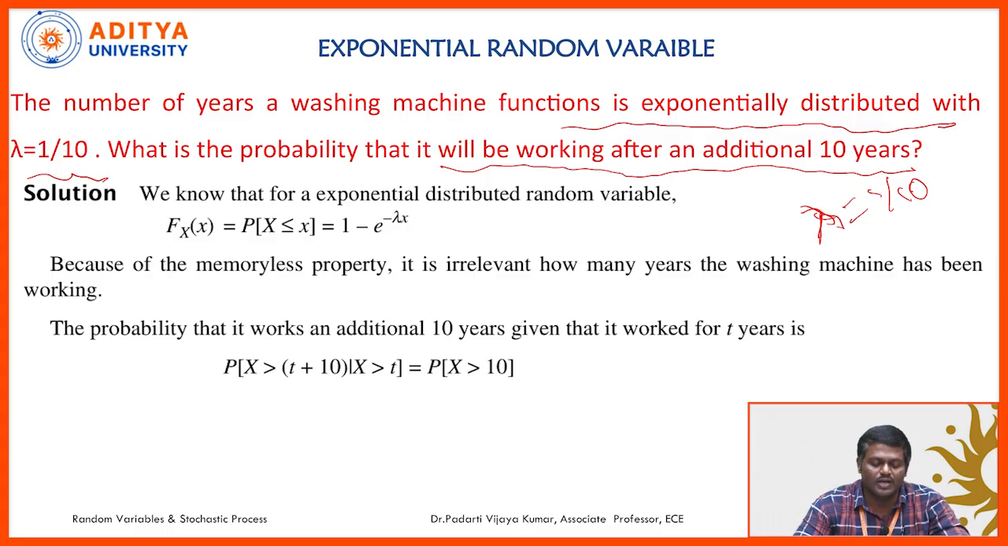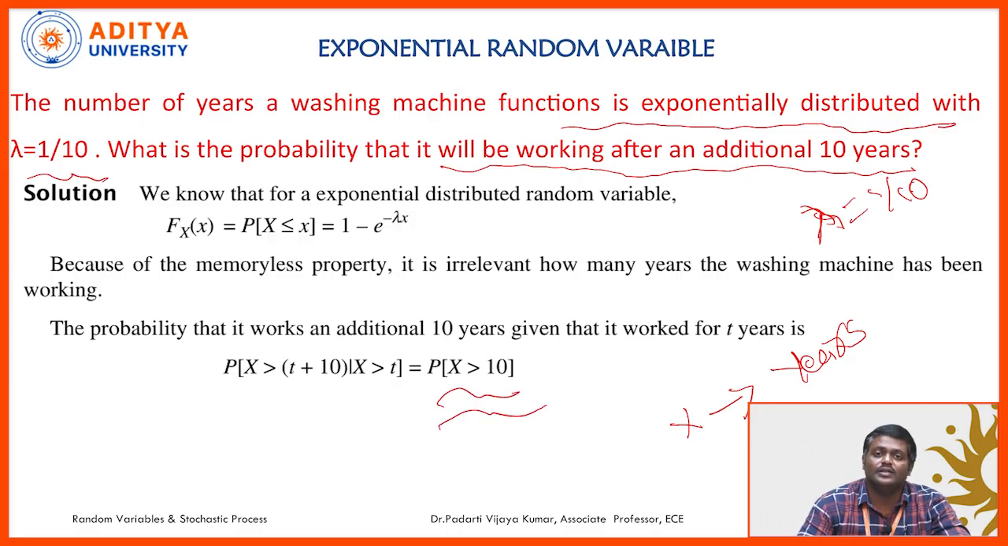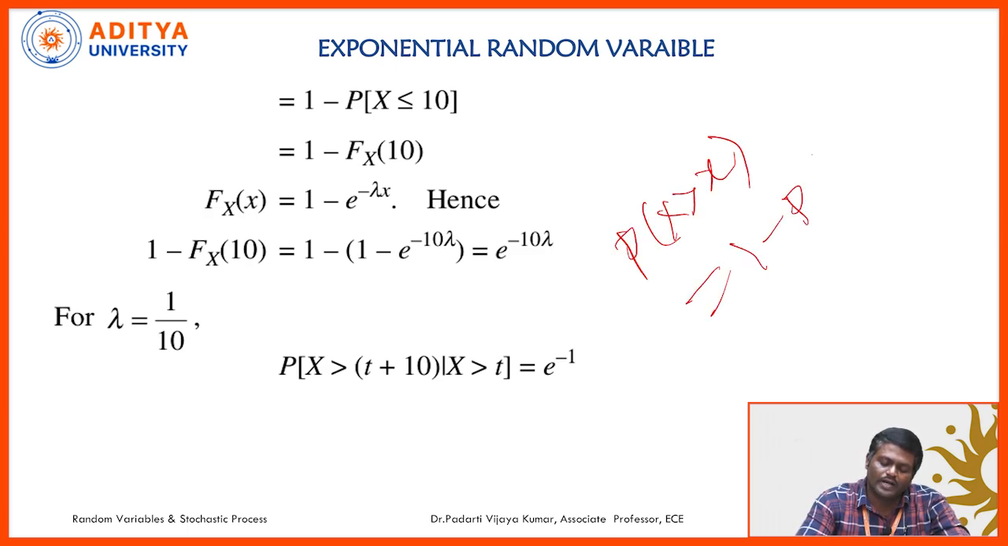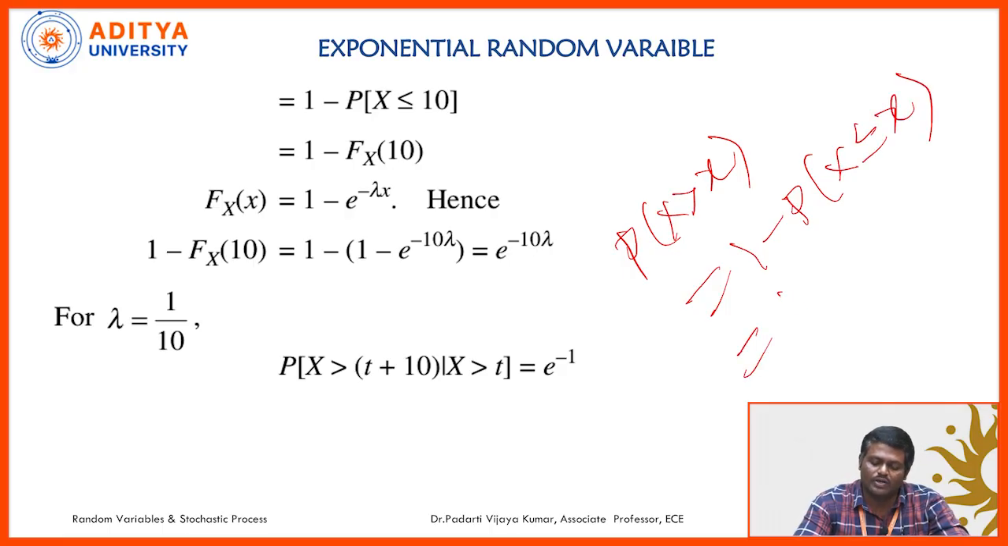First, let X be a random variable which indicates the time or years the washing machine works. Already it has been working. Now we need to compute the probability that it will be working after an additional 10 years. That means probability of X greater than 10. So the probability of X greater than x can be written as 1 minus probability of X less than or equal to x, using the formula 1 minus F X of x.